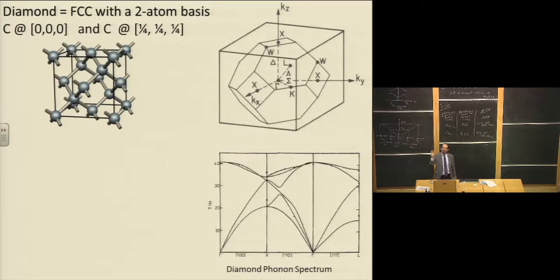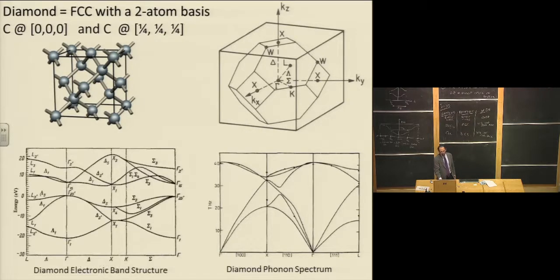Yeah, so there's 2 atoms, 4 orbitals each. What you need to do is count the total number of orbitals per primitive unit cell, and that will give you the total number of excitation modes per k vector.